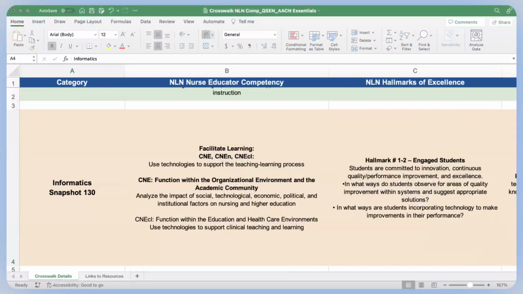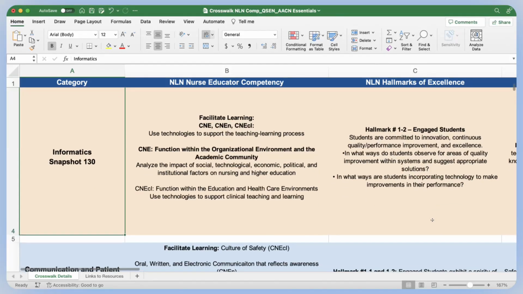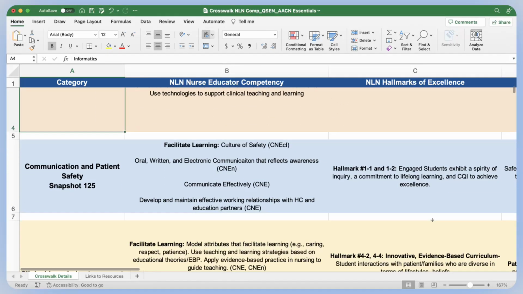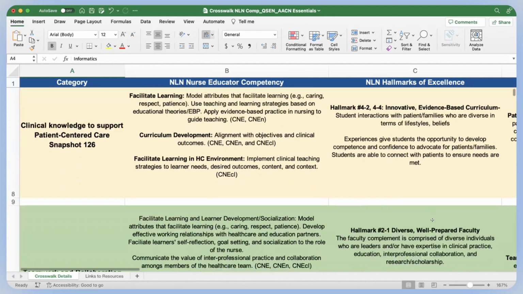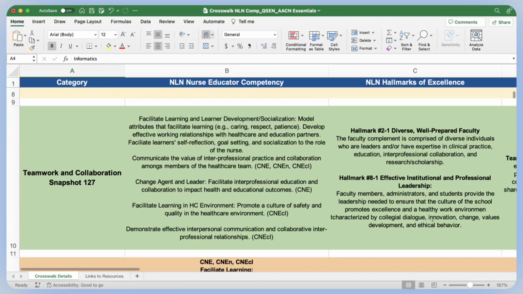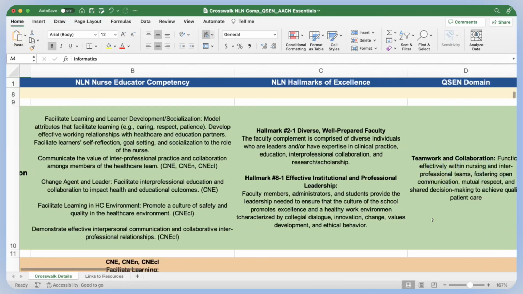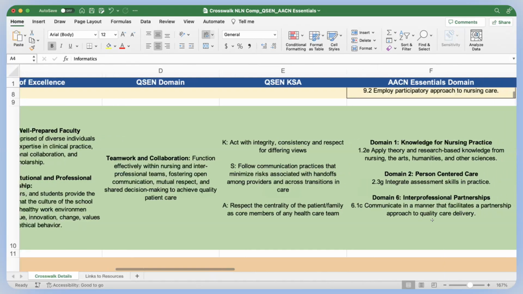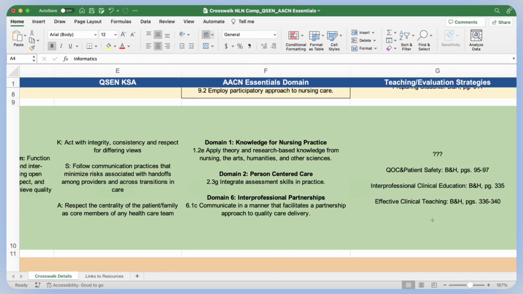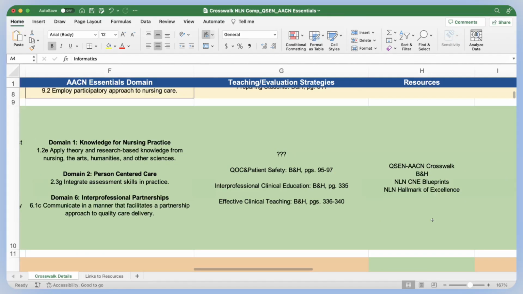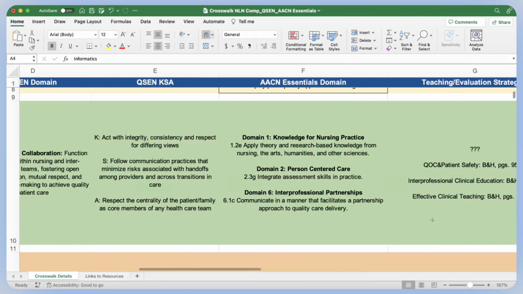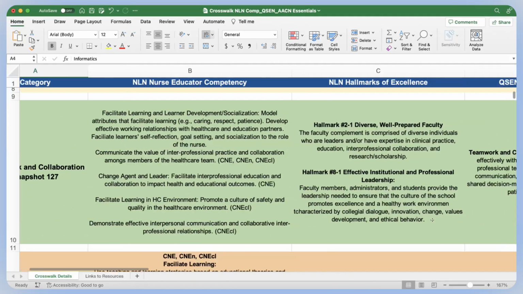Let's talk through some of these concepts to make sure you are connecting the dots. So the first column is the category or competency or focal area. In this snapshot, which is 130, we're focusing on informatics. However, you will see that we have now created a document, so you can take a look at the document that you're seeing right here on our screen, where we have done a crosswalk with the nurse educator competencies, the hallmarks of excellence, the CUSIN domains, the CUSIN KSAs, the AACN essentials domain, as well as the teaching and evaluation strategies and resources that you want to use to refer back to when you are reviewing your content.